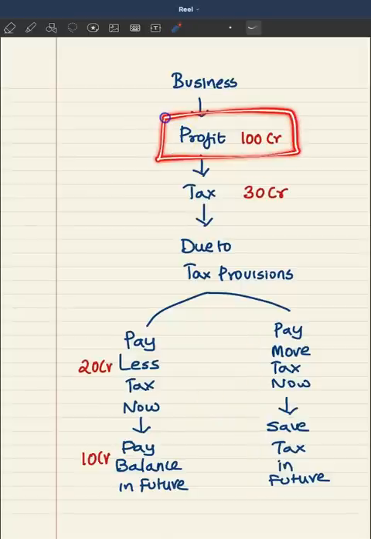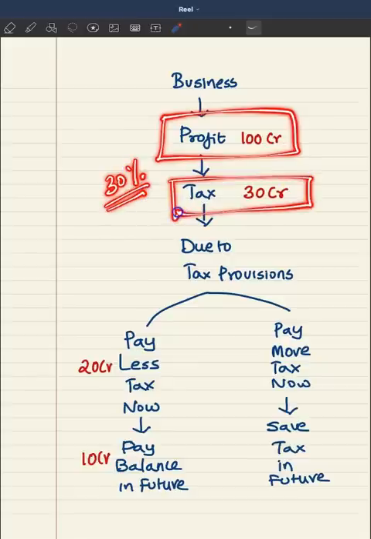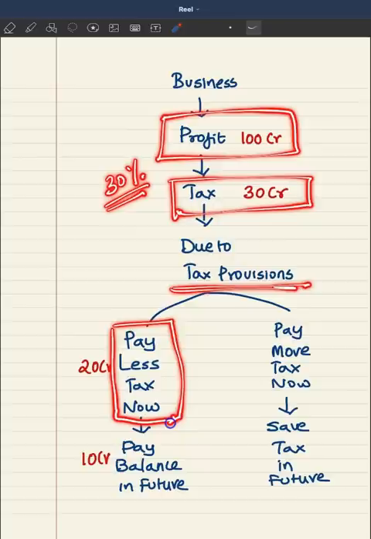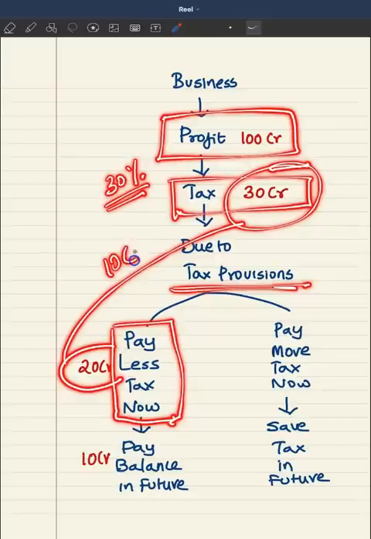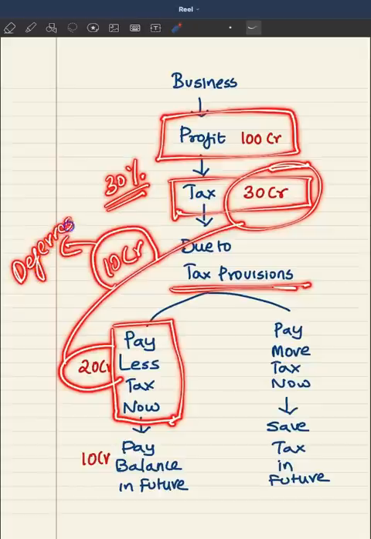Look at here, business has made a profit of 100 crore. Assuming 30% tax rate, this business should ideally pay tax of 30 crore. But because of the tax provisions, let's say it is going to pay only 20 crore. So now we need an understanding, because we know ideally this business is supposed to pay 30 crore only, and because of the tax provisions only it is paying 20 crore. It means there is a difference of 10 crore which this business has saved in the current year, or we can say it has deferred in the current year. It is only deferred, it is not saved.